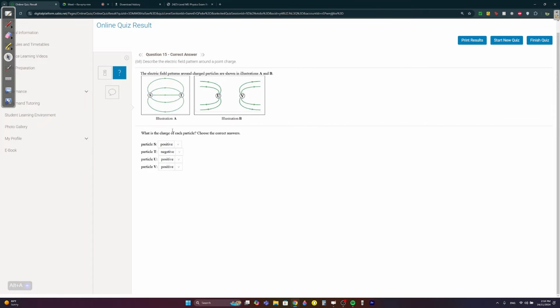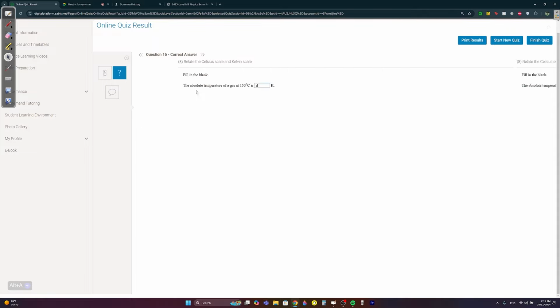Question 15. What's the charge of each particle? Okay, they told us here it's an electric field, and you always know it goes from positive to negative. So S is positive, T is negative. And here, since they're both going away from each other, they're both positive, okay? Because it always comes out of the positive. Some people say, why is it a negative? Because it's coming out of it. It never comes out of a negative point, okay? It always comes out of a positive point. Since they're not going towards each other, they're both the same charge, okay?